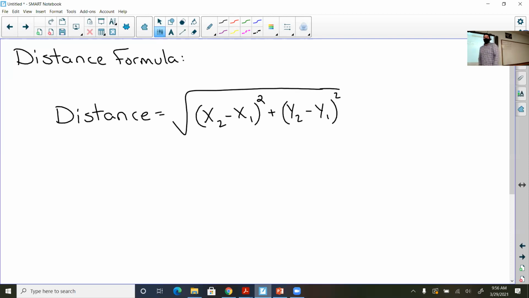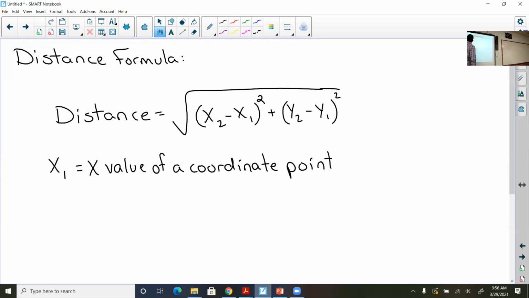So first thing you want to have written down is what is the distance formula. So to find the distance between 2 points, you want to use this formula. And now I'm going to go through and just kind of explain what all these symbols and notations mean.